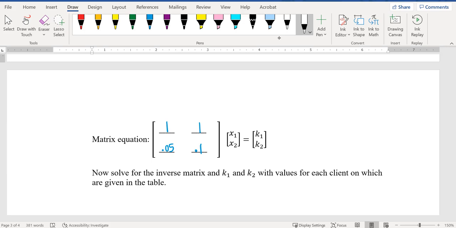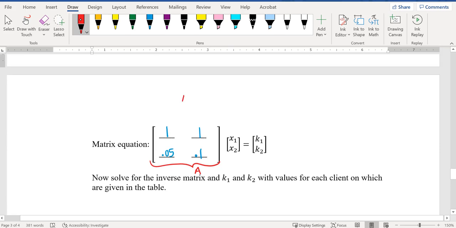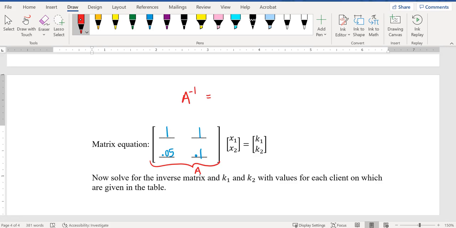Now we want to solve for the inverse matrix here. You're going to put that in for A and solve for A inverse. Okay, what is A inverse? Remember how to find A inverse quickly with a 2x2? If not, you can do it on the calculator. Let's do it that way.